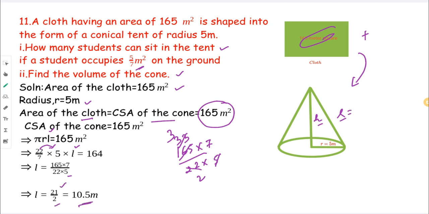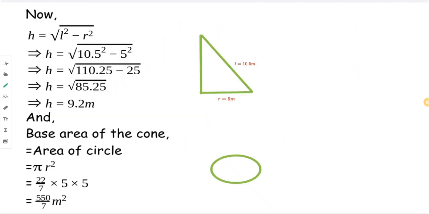So now we got the slant height. Let's also try to find the height. Just like our previous question, the formula will be: h equals square root of l square minus r square. We know the slant height 10.5, we know the radius 5. So 10.5 into 10.5, we're going to get 110.25, 5 square is 25, and when you subtract these two, we're going to get 85.25. So let's try to find the root now.